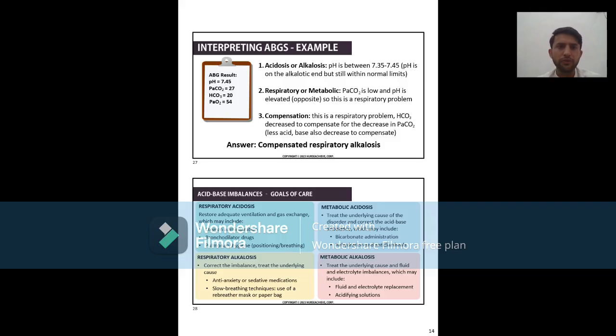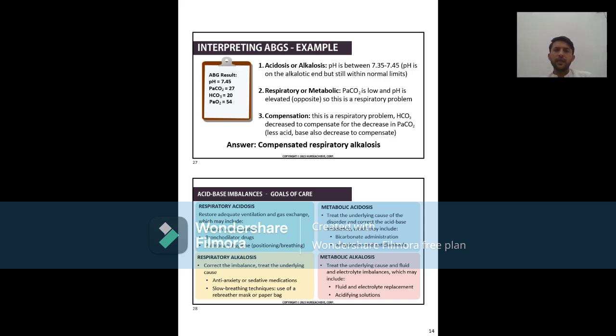Respiratory or metabolic? As we discussed earlier in the ROME formula, respiratory opposite and metabolic equal. Here it is opposite: the PaCO2 level goes down and the pH is up. Now we check for compensation. Is the HCO3 decreasing to compensate for the decrease in PaCO2? Less acid, so the base also decreases to compensate. In this condition, the patient's bicarb goes down and the patient is compensated. We call this compensated respiratory alkalosis.